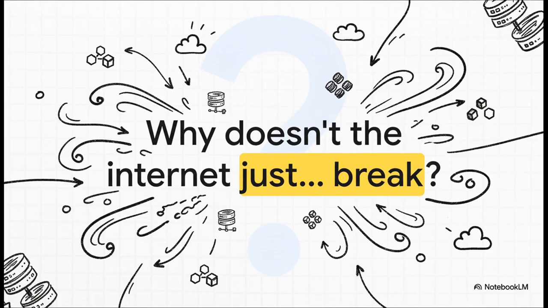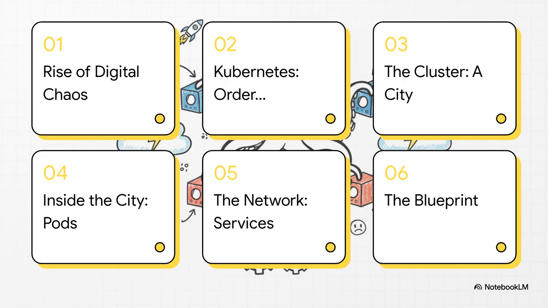Well, it turns out there's a system, a really clever one, that brings order to all that chaos. And that's exactly what we're going to unpack today. So here's our game plan. We'll start with the problem, what I'm calling the rise of digital chaos. Then we'll see how Kubernetes brings order to that chaos. We'll explore its structure, which is a lot like a digital city. Look at the buildings inside that city, we call those pods, how they talk to each other through the network, and finally, how you, the user, actually speak to Kubernetes using a blueprint.